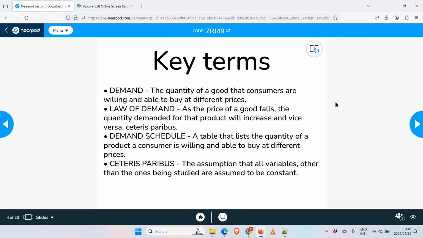We're starting with the key terms. Key terms: demand, law of demand, demand schedule, and ceteris paribus, the four key terms in this lesson.